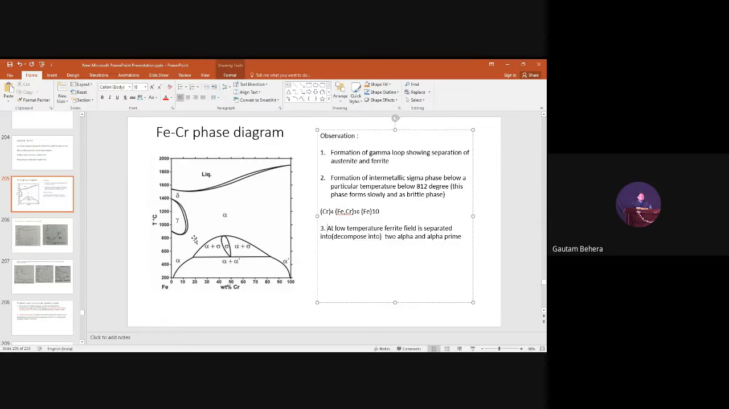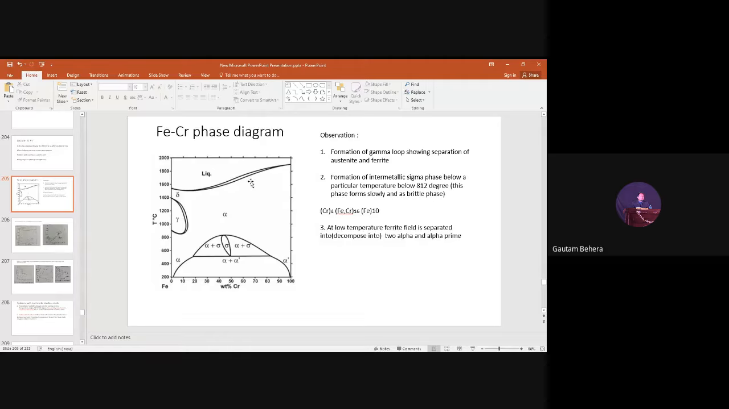Similarity is what? They have the same crystal structure, BCC, suppose. So the crystal structure here and here are the same, but the composition is different. The composition here is different from here and different from here. That's all. So these are the three observations you can see. First, the formation of the gamma loop, which is separating austenite and ferrite. Second, we can see formation of an intermetallic compound, sigma, which is basically brittle in nature. And another one is the single phase alpha decomposed into two phases, alpha and alpha prime, at low temperature. These are the observations you can have.